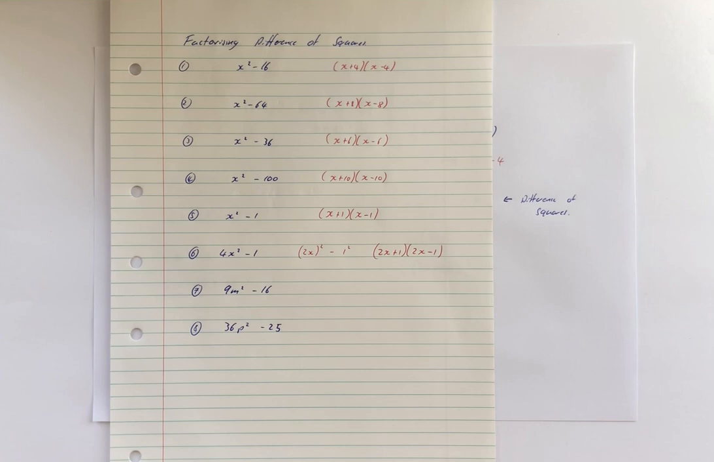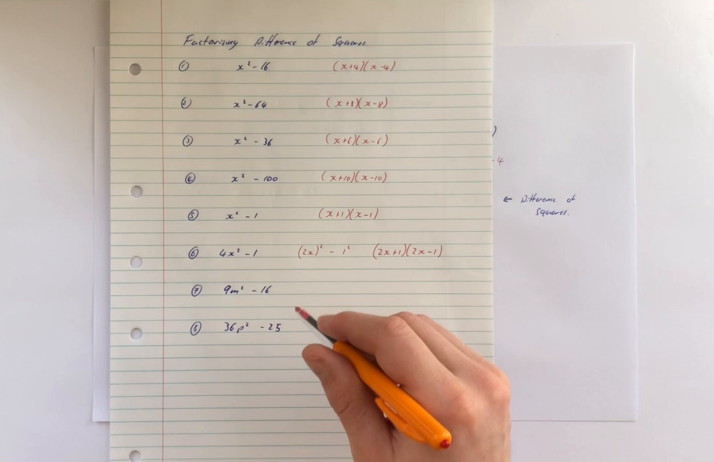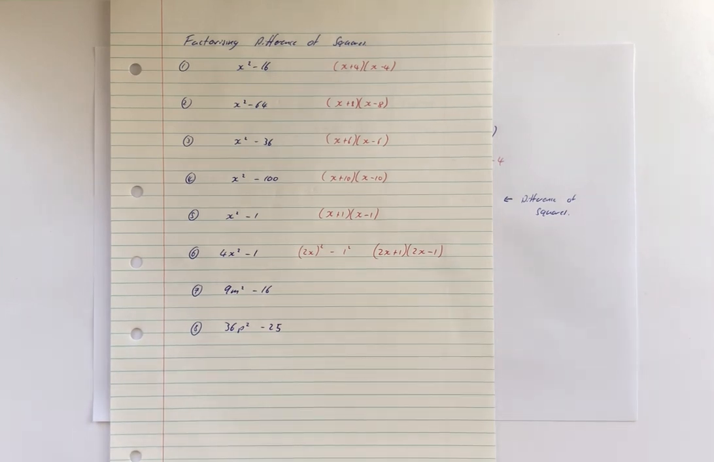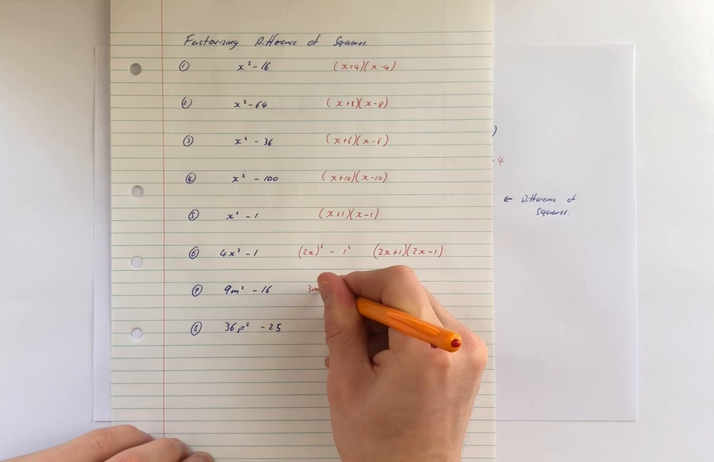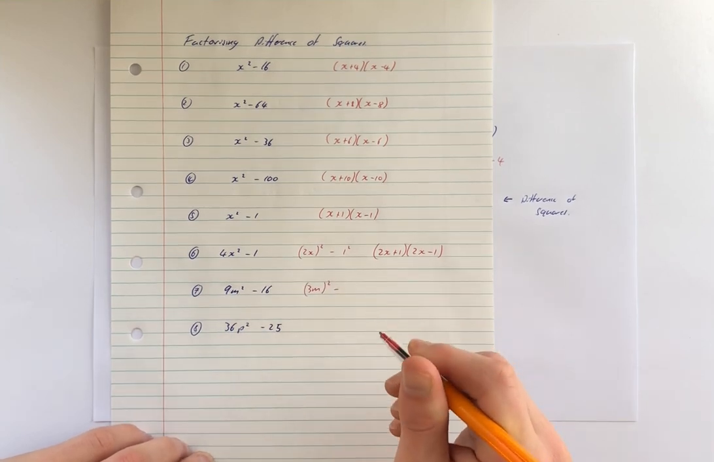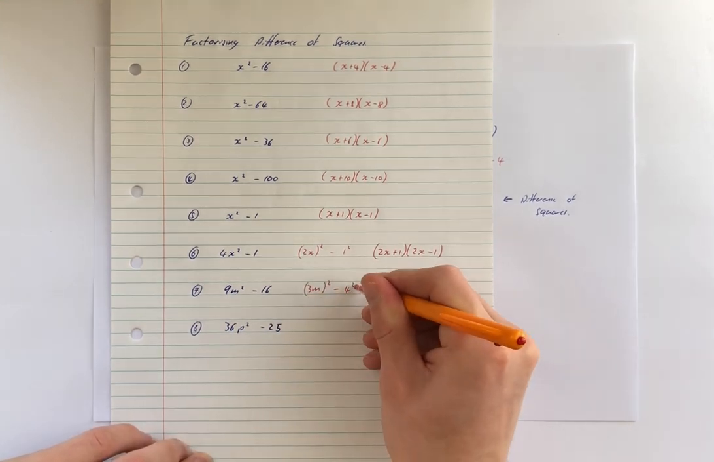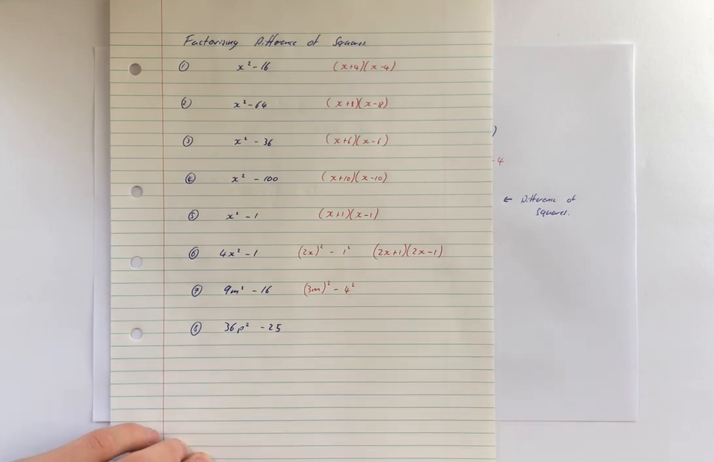Hopefully that makes sense. Now I've got a couple, they get progressively harder. Or these last two aren't too bad actually. We have 9m squared minus 16. What has been squared to give 9m squared? 3m. And what's been squared to give 16? 4. Those are the difference of our two squares.